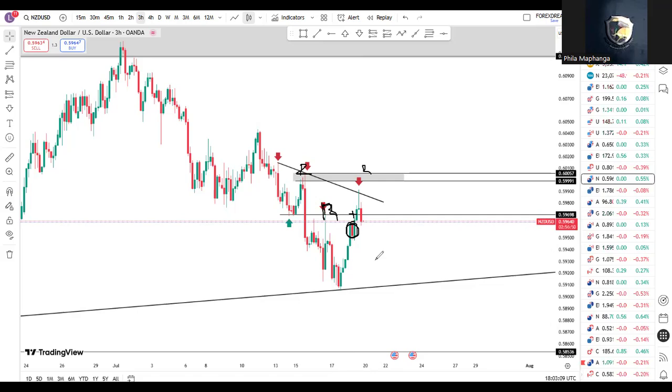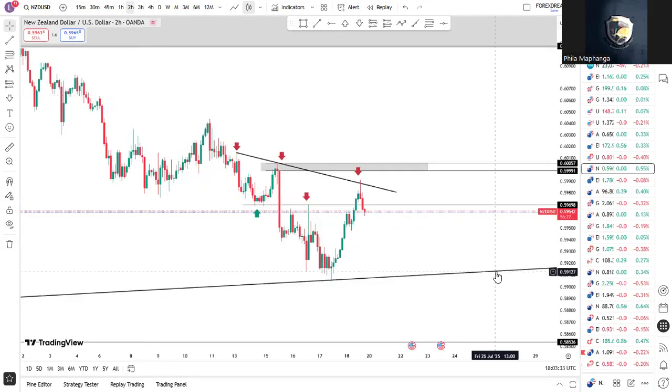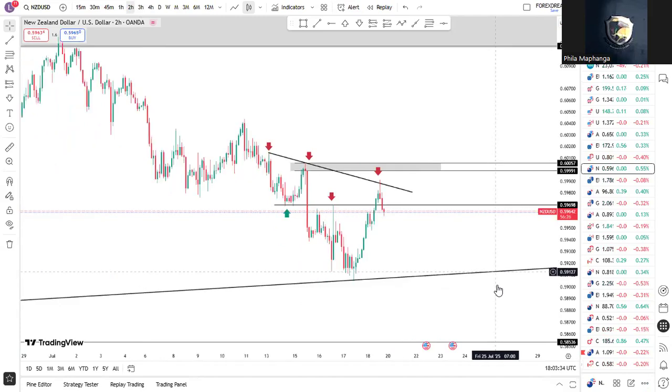Okay, thank you. Now, this information is what we got from starting from the higher time frame up until the 3-hour chart. So what I want us to do is go down further with the smaller time frames so that we can see more information. So now we're moving to the 2-hour chart. This is the 2-hour chart. What do you guys see now?